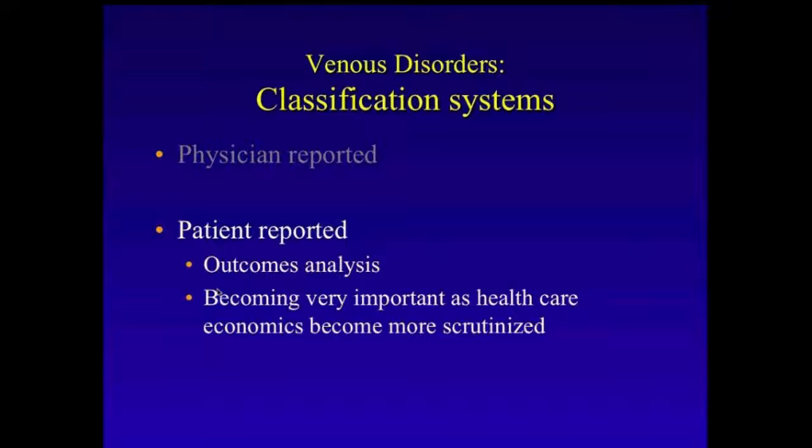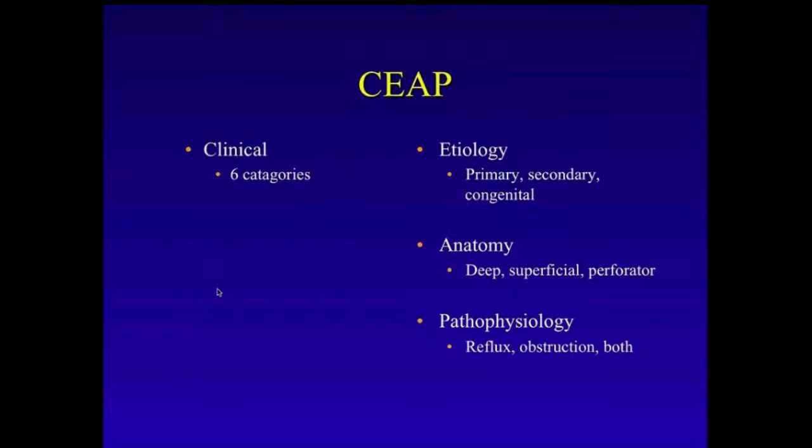And so I bring this in just to make your awareness higher for the patient-reported outcome approach to the care of patients, particularly with quality of life type problems rather than duration of life type problems. A very commonly used language to classify patients has the acronym CEAP. The CEAP comes from the fact that it looks at the clinical cause, the etiology, the anatomy, and the pathophysiology of a given particular problem.